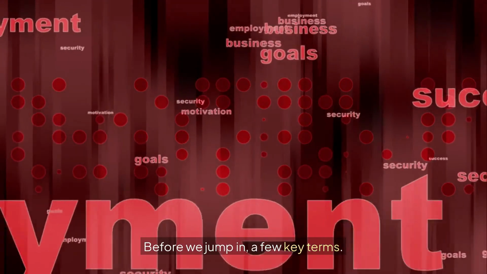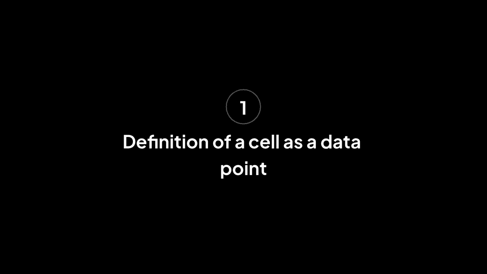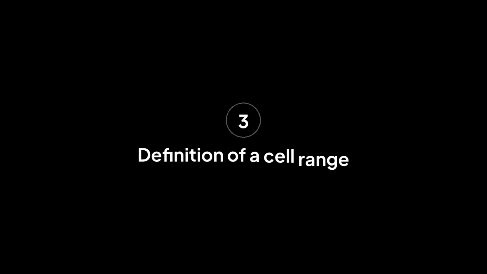Before we jump in, a few key terms. A cell is a single data point where a row and column intersect. Columns run vertically and are labeled with letters. Rows run horizontally and are numbered. A range is a selection of multiple cells.